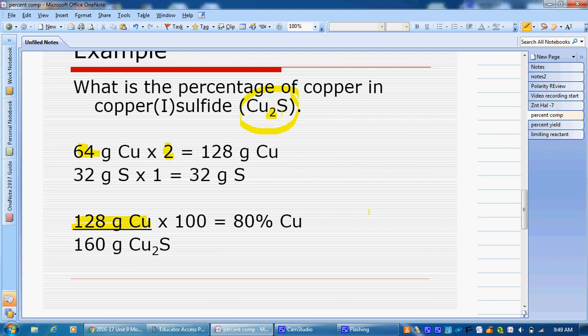Then we have to add the mass of this whole formula. So we know we already have 128 grams of copper. We look up the mass of sulfur and it's 32. There's only 1 sulfur here, so we just take 128 and add 32 to it, and we get 160 grams of the whole thing. Then we just divide the 2 numbers, multiply by 100, so about 80% of this substance is copper.